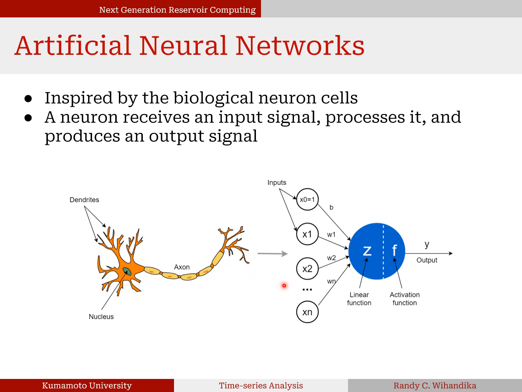Then in artificial neural networks, we also have the core of the cell, like the nucleus, and we also have the dendrites here, which accept the input signals. The input signals will be combined, usually using a linear function, and the result of this linear function will be transformed by an activation function, and the result of this activation function is the output of this entire artificial neuron cell.